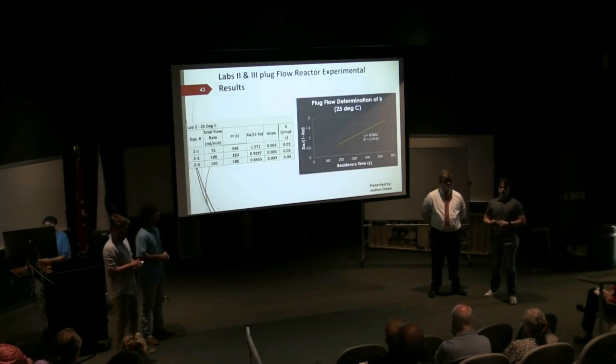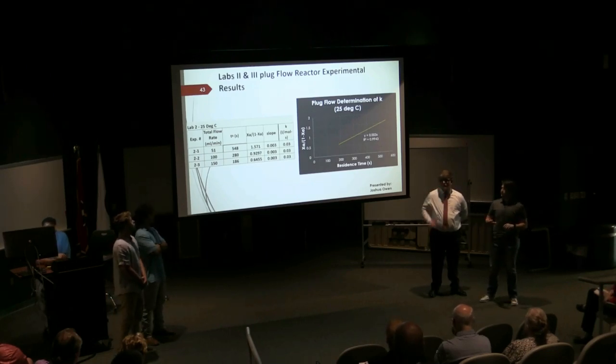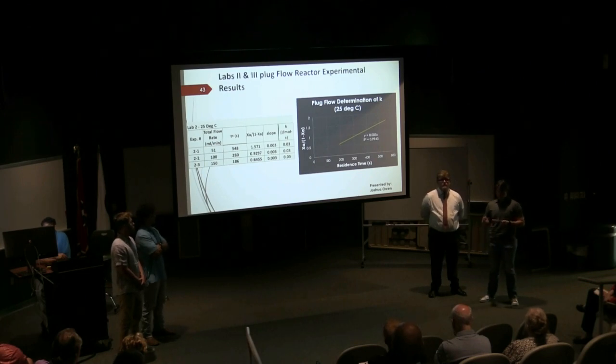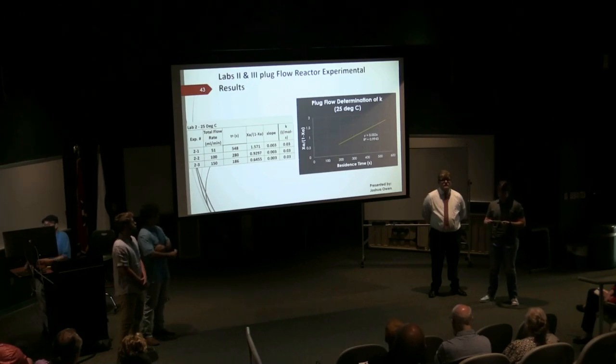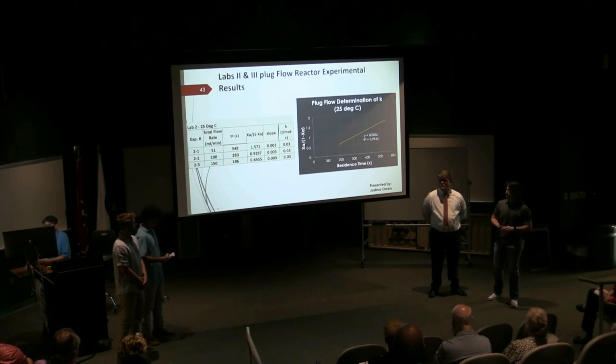So we ran the same flow rates and concentrations for 2 different temperatures. We also achieved 3 different residence times. Our first experiment was at 25 degrees Celsius, and we obtained a linear plot and determined that our rate constant was 0.03 liters per mole per second.